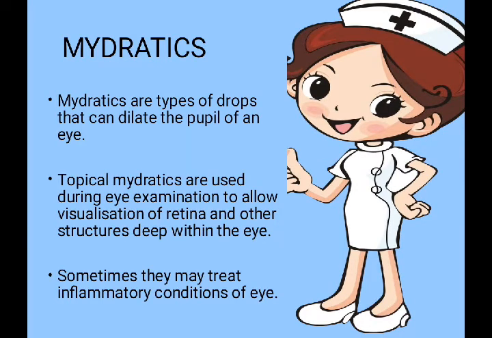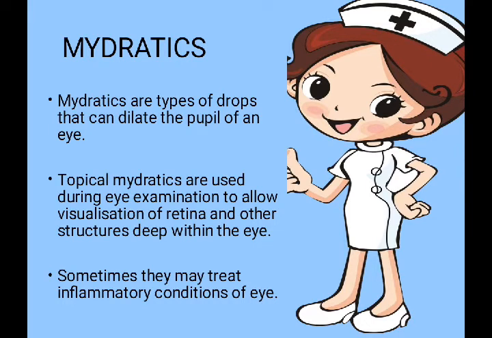Now all these different drugs, mydriatics, miotics and cycloplegics, have different uses. So first of all, we'll study the mydriatics. Mydriatics are the types of drops that can dilate the pupil of the eye. The mechanism of these drugs is to dilate the pupil, which means to widen the pupil. Topical mydriatics are used during eye examination.